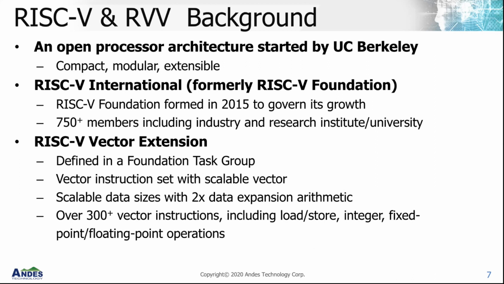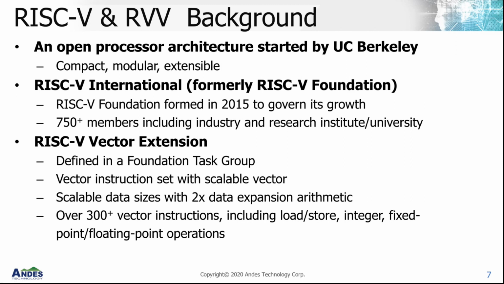As with all standard extensions, the vector ISA is defined in a work group with contributions from many experts. The instruction set consists of a scalable vector register and data size, and there are over 300 vector instructions, including floating point, fixed point, and permutation and mask.